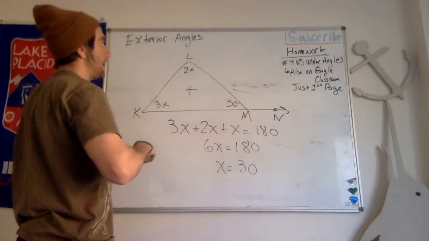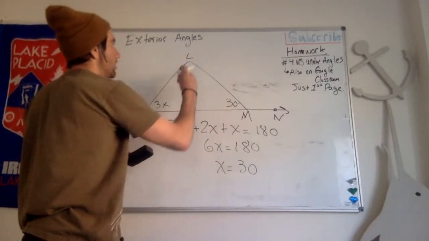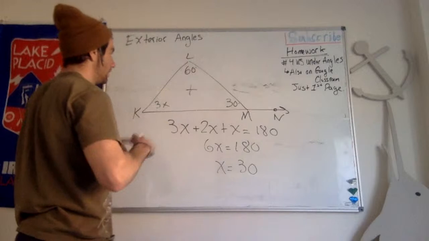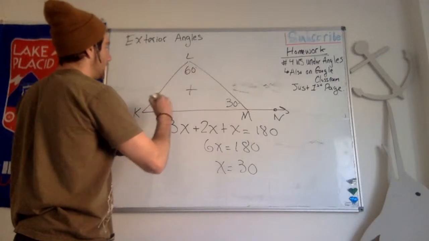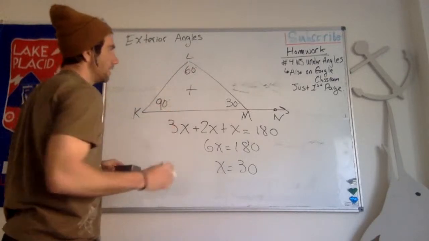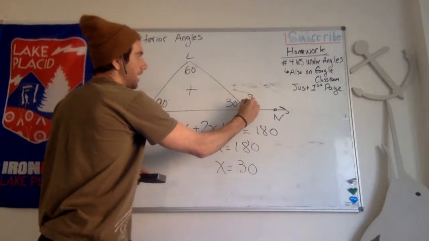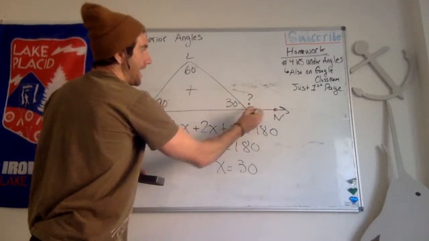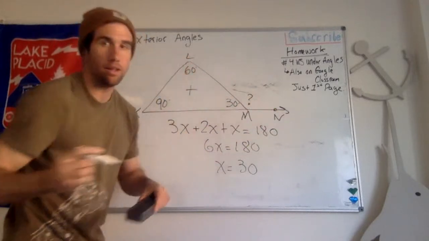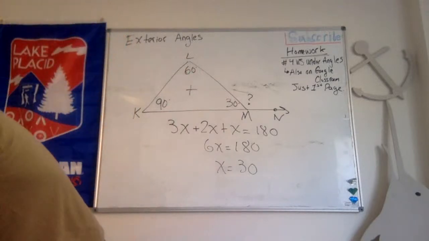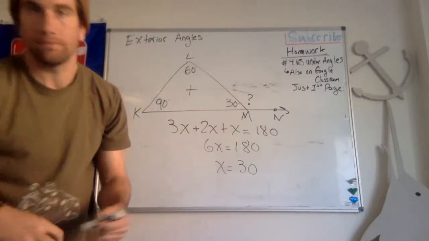This is 2x. That means it's 2 times 30, which is 60 degrees. 30 times 3 is 90 degrees. Guys, what's the exterior angle? What's the measure of angle NML?